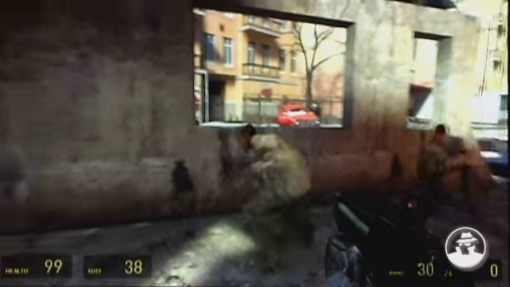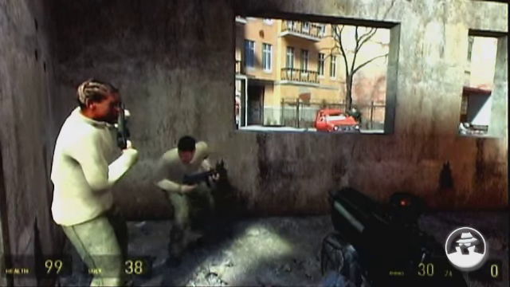That these are not scripted sequences. The AI is determining when your allies choose to advance and how to best help you out in combat.